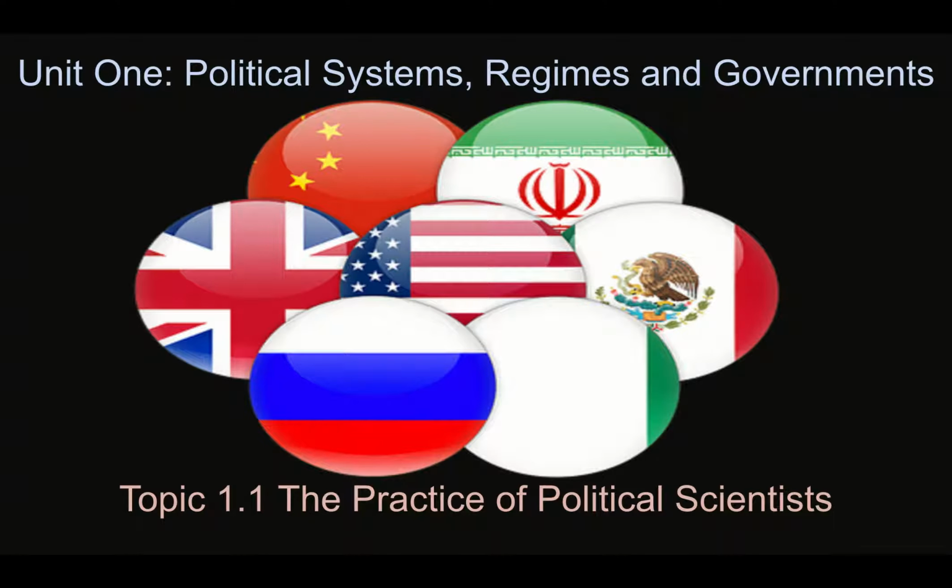Unit 1, Political Systems, Regimes, and Governments. Topic 1.1, The Practice of Political Scientists.